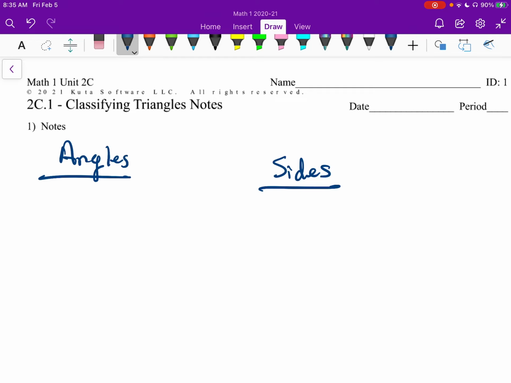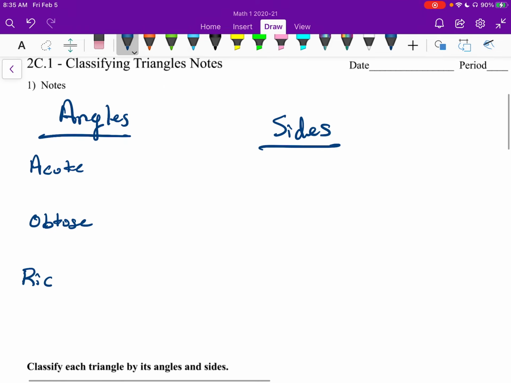So whenever we talk about their angles, we know that their angles add up to 180 degrees, right? That's something that we should know. The angles in a triangle add up to 180 degrees. We have three types of triangles within the angles. We have acute, obtuse, and right. Sometimes I will use that symbol for the right. It kind of looks like a right angle.